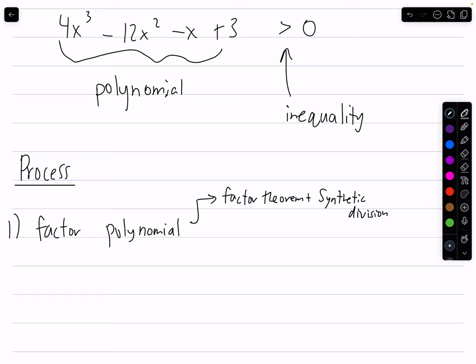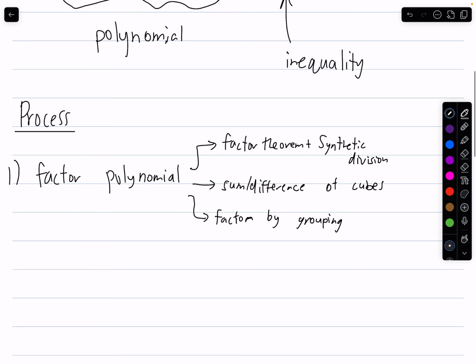In some cases, it may be sum or difference of cubes, like the last lesson. And in some cases, it can also be factor by grouping. Now, sum and difference of cubes, factor by grouping, factor theorem plus synthetic division, all of these things are just to factor the polynomial so you get it into 3 factors. That's all you're doing.